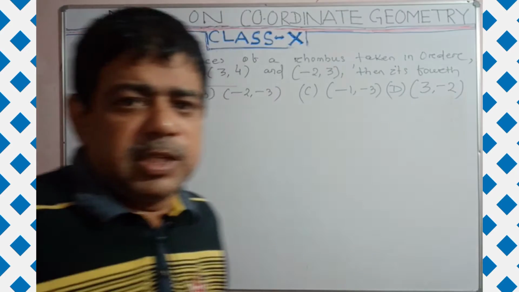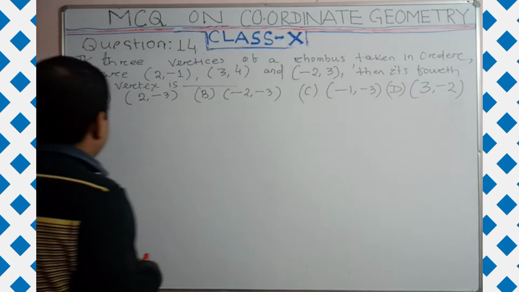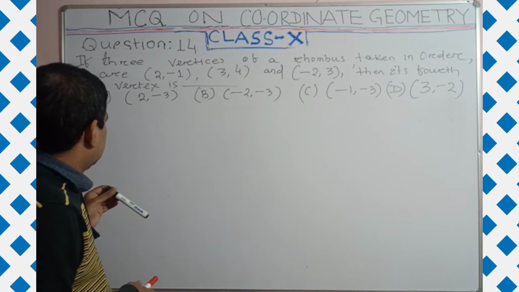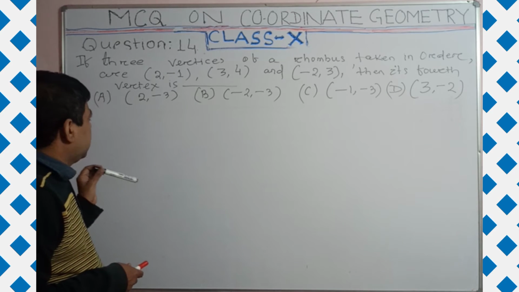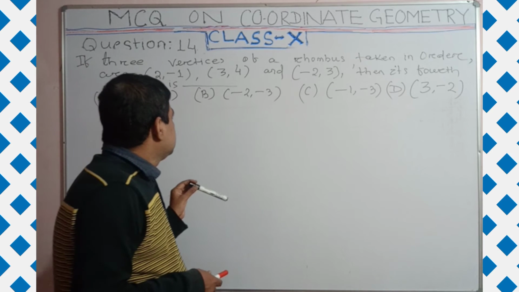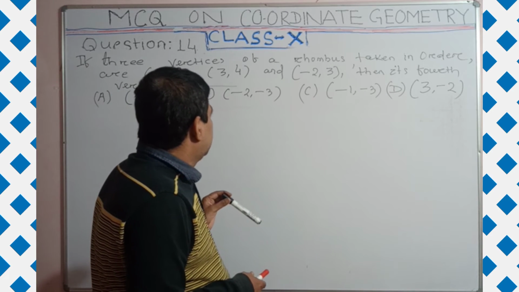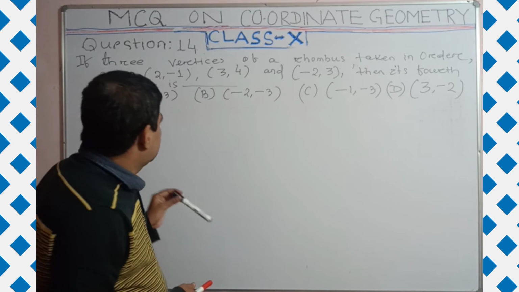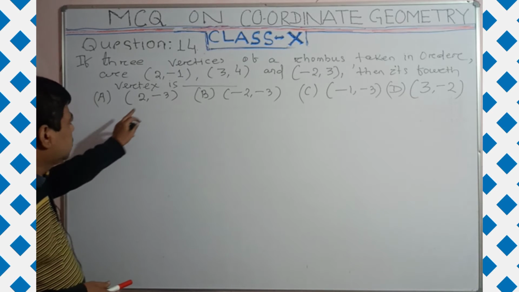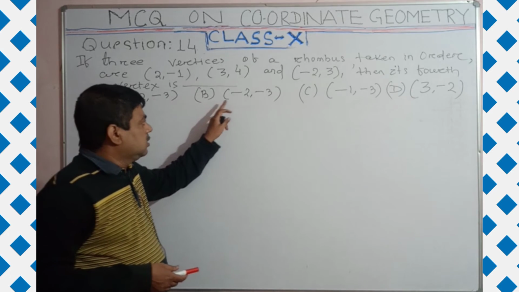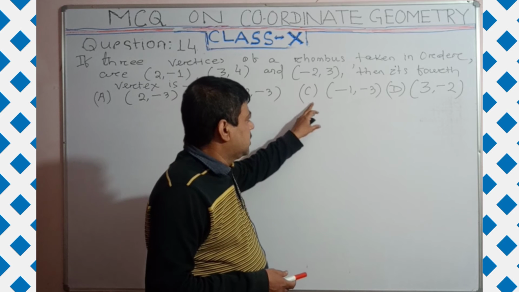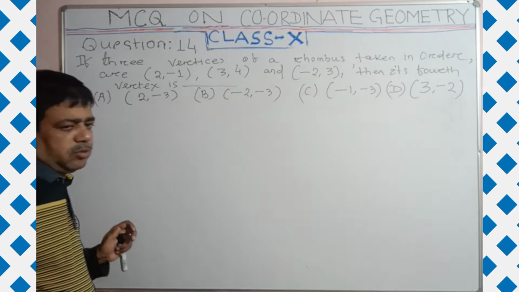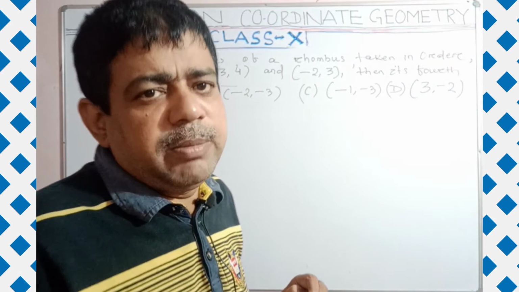Okay students, the next question is question number 14. It is given that three vertices of a rhombus, taken in order, have coordinates: first vertex 2, minus 1, second vertex 3, 4, and third vertex minus 2, 3. Then its fourth vertex is: option A, 2, minus 3; option B, minus 2, minus 3; option C, minus 1, minus 3; and option D, 3, minus 2.